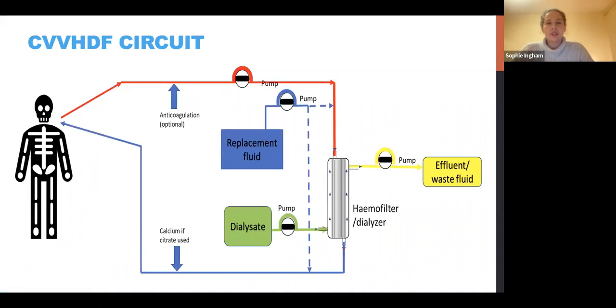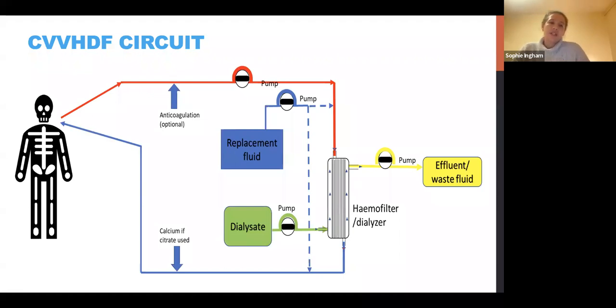So this is an example of a circuit. So this is a CVVHDF circuit, which is a combination of dialysis and filtration. So red represents the patient's blood leaving the patient and going to the machine, and blue represents the patient's blood leaving the machine and going back to the patient.